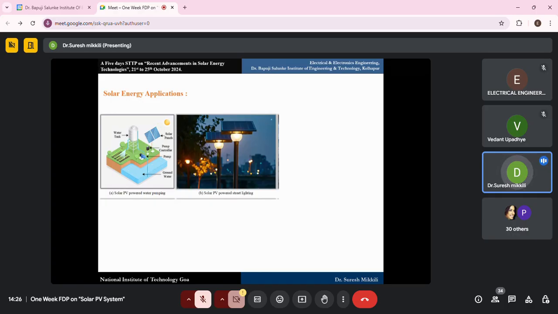Here one more advancement can be made. If excess power is there, a small battery can be kept and the data can be stored. It can be smart EV charging. In the morning time, when the power is not required and excess power is there, it can be stored in the battery, and at night time it can be discharged.